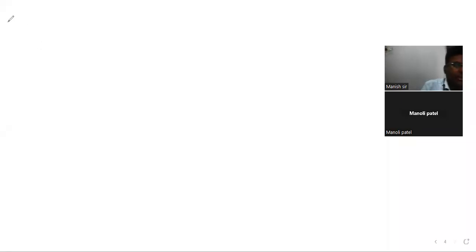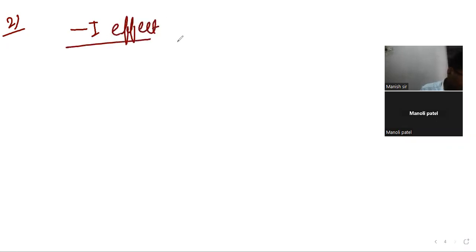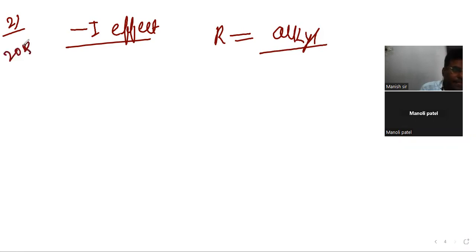Now see the second sum: which of the following is correct with respect to the minus I effect? The inductive effect should be negative, which means it should draw the electron, and R is your alkyl group. It was asked in 2018. So see the explanation now.